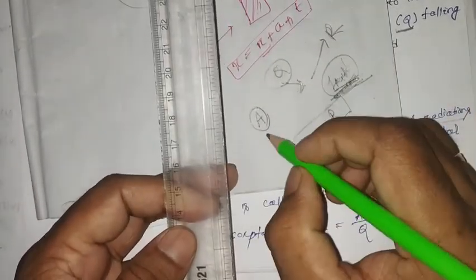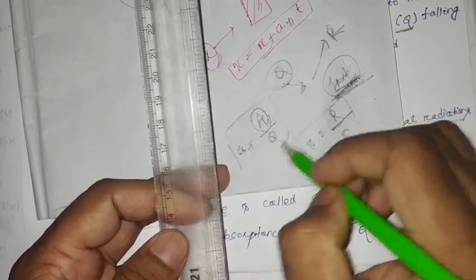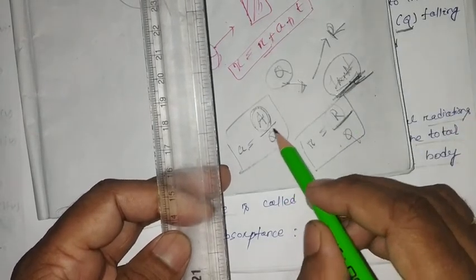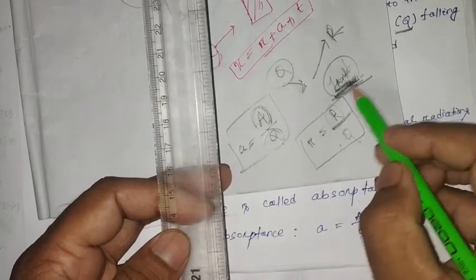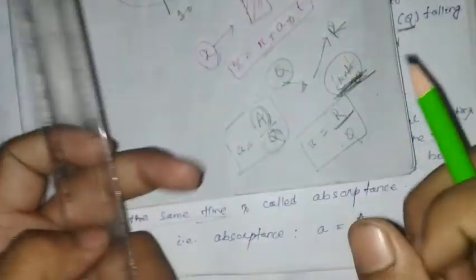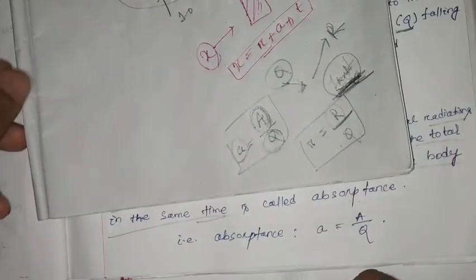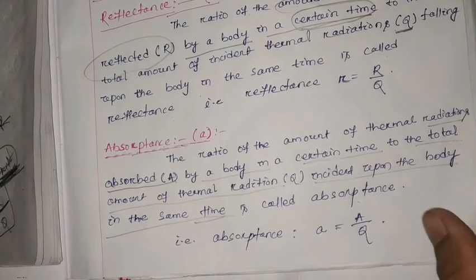Then the absorptance of that material will be small a equal to A by Q: the amount of energy absorbed in 1 minute divided by the total amount of energy incident in that 1 minute. If the material is exposed to this radiation for 1 minute, how much energy has been absorbed? A by Q is nothing but your absorptance, a equal to A by Q.